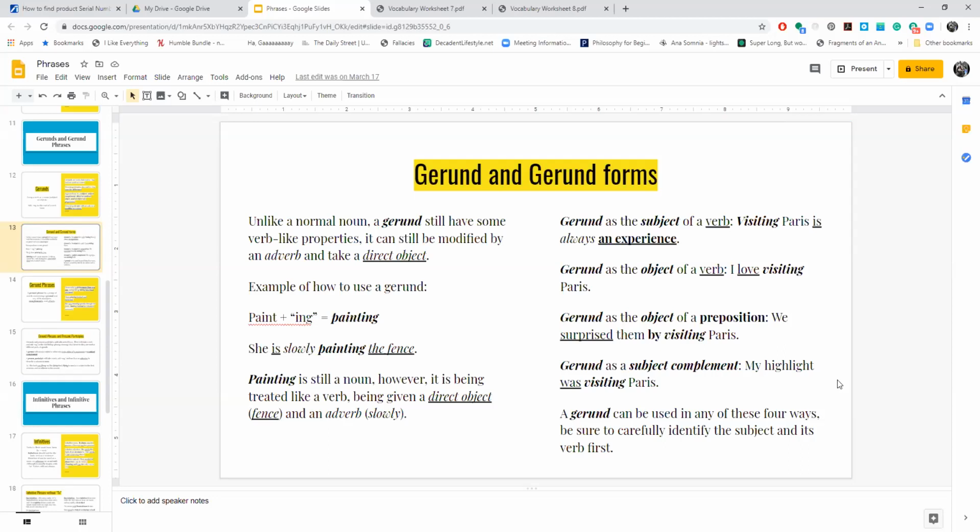So a gerund can be used in any of these four ways, and be sure to carefully identify the subject and its verb first. It will help to identify when you are seeing a gerund or when you are seeing a verb, or a present participle for that matter.